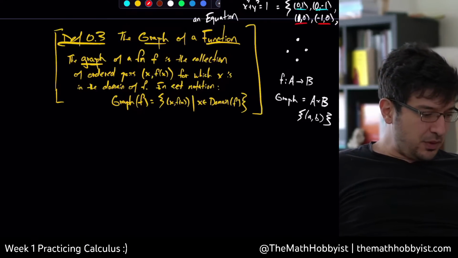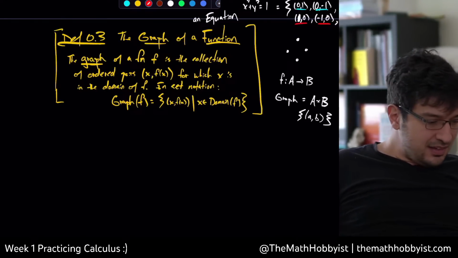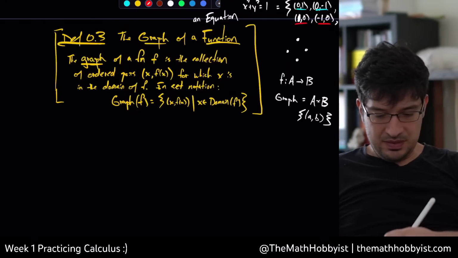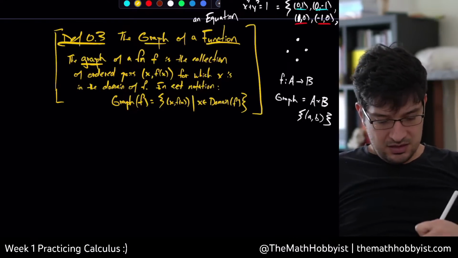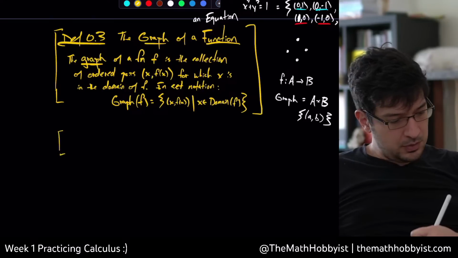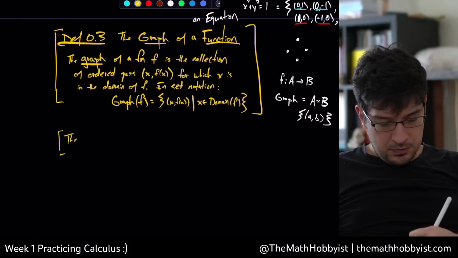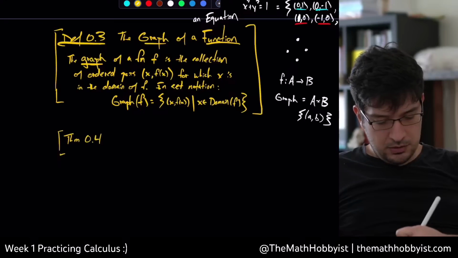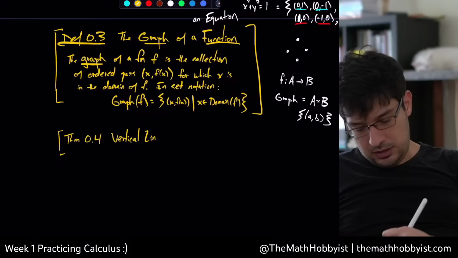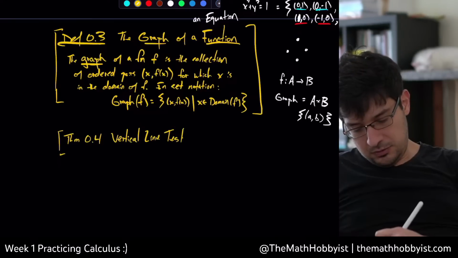Theorem 0.4, the vertical line test. I'm going to skip that one. I'll write it, though. Theorem 0.4, vertical line test.